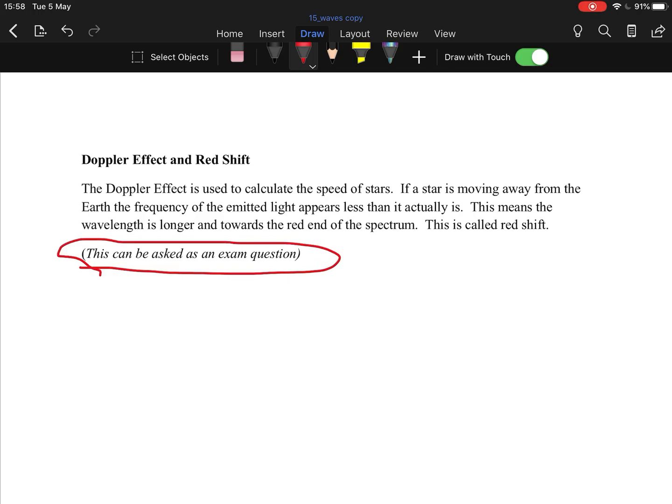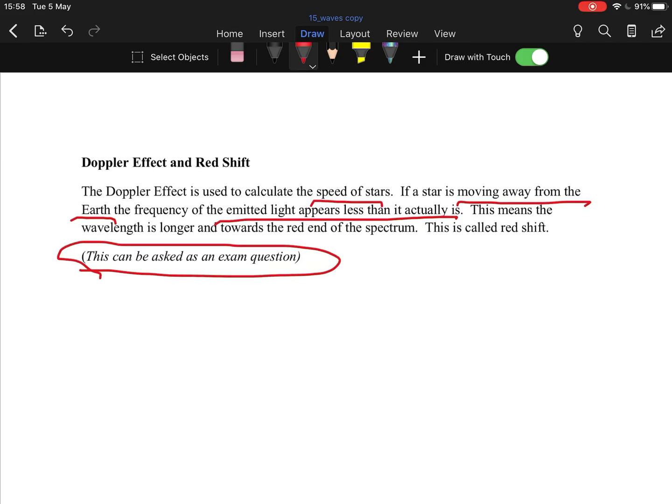We use the Doppler effect to calculate the speed of stars, all right? Simply because if a star is moving away from the Earth, the emitted light appears less than it actually is, okay? So if the wavelength is long, we get red, and that's what's called the redshift. That's how they know the universe is still expanding, okay? Because when you look at far distant stars, you get kind of the red hue, which means that the wavelengths we're seeing are longer, which means the universe is still expanding, okay? Which at the moment is a good thing.